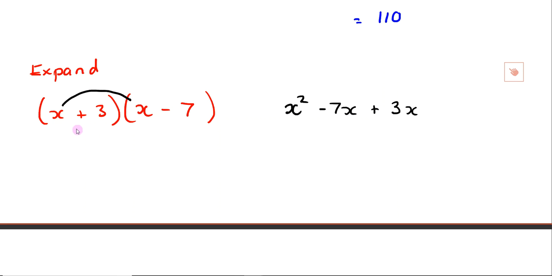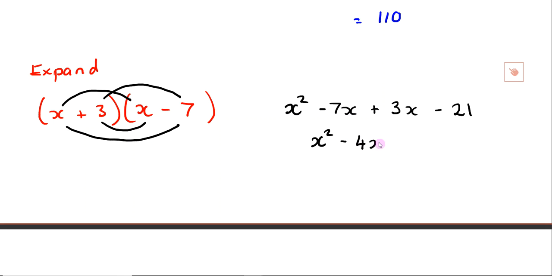Then we did 7, outsides, insides, so you're missing 3. So that's negative 21. Okay? And we simplify and we get x squared minus 4x minus 21. Alright?